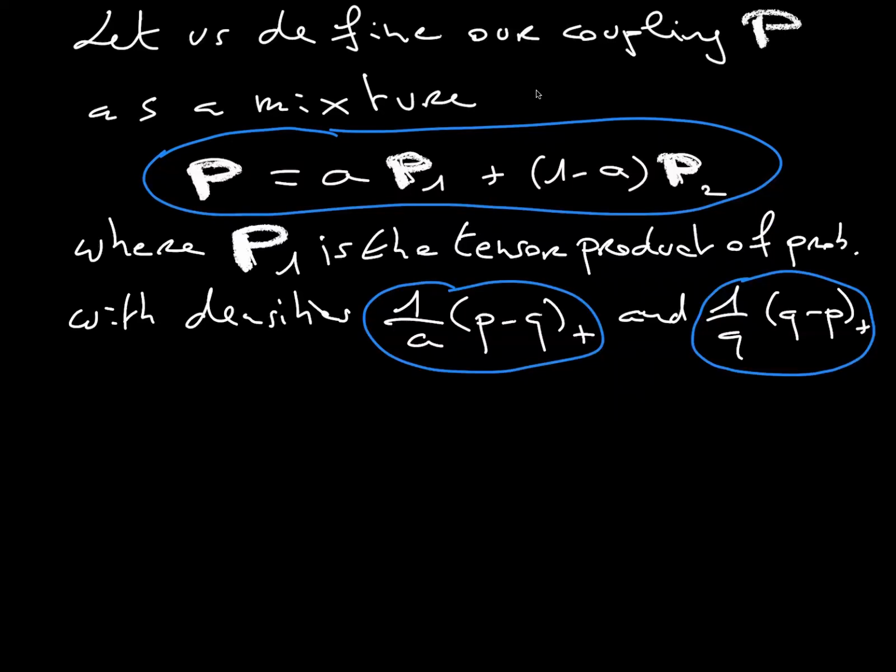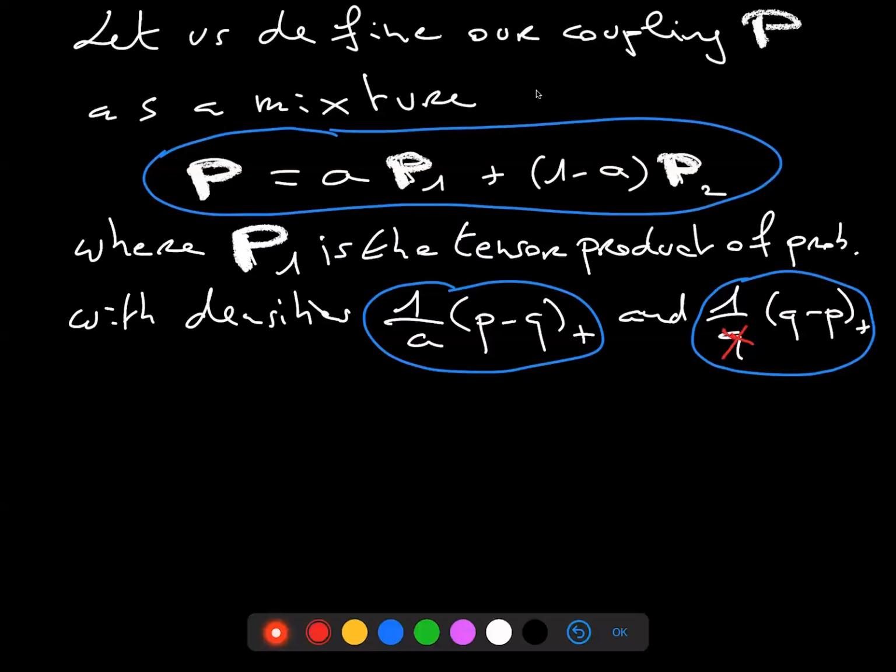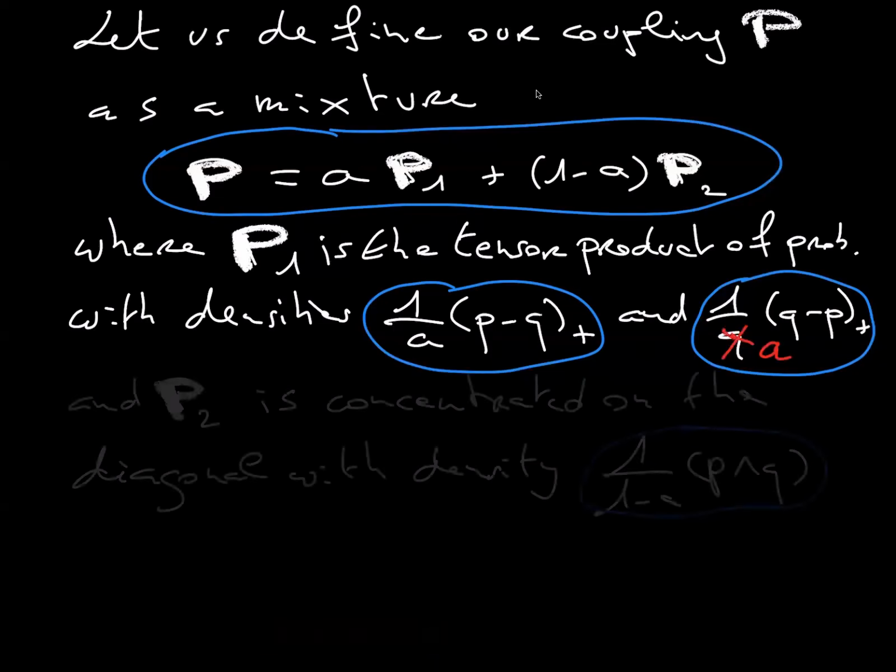Excuse me, there is a mistake here. It's not 1 over Q, excuse me. Here it's 1 over A also, so it's the same. So it's the other one, that is Q minus P, positive part, and 1 over A. It's not Q. Okay.